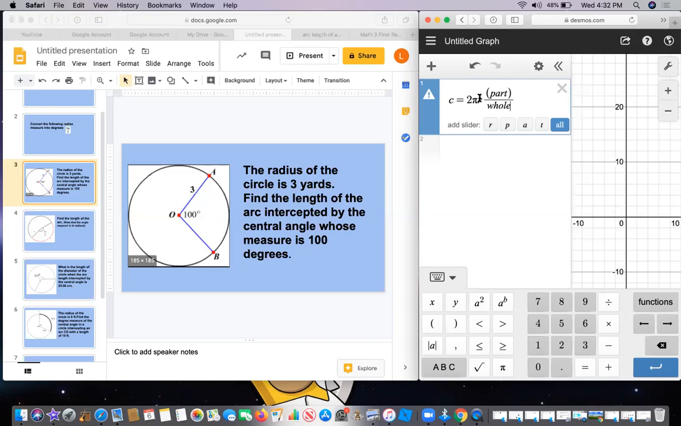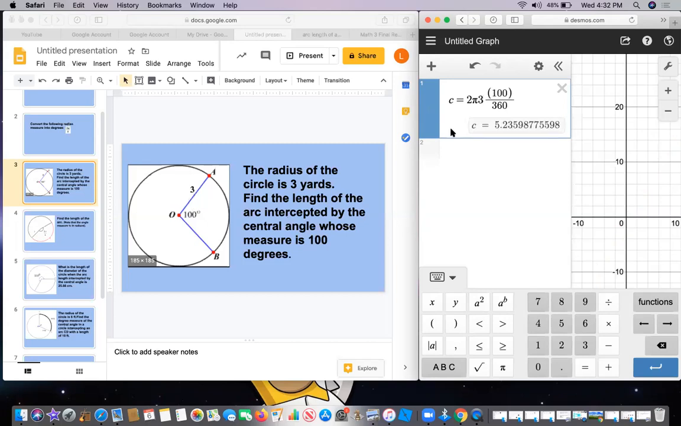In this case, we're just going to get the length of the arc when the degree is 100 degrees. So we're just taking 100 parts of it out of 360. So you would say the part is 100 and the whole is 360. And then you will have your r. Your r here in this case is 3.